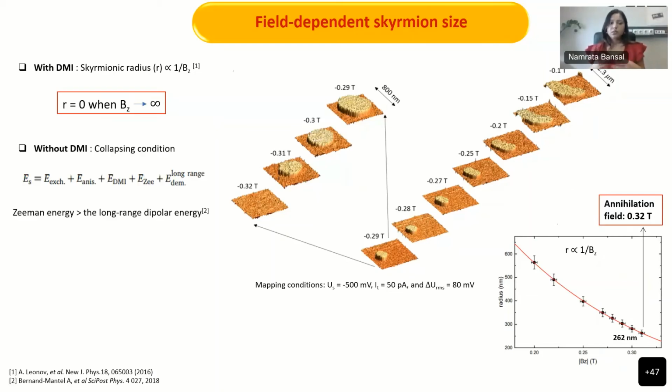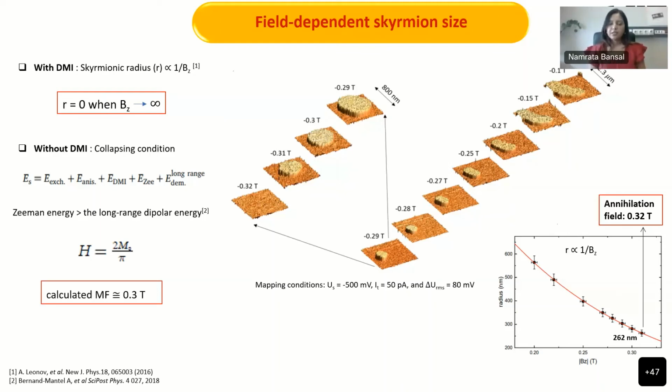Now we talk about the skyrmions without DMI. That means we are considering other interactions which are responsible for the annihilation of these skyrmions. The Zeeman energy is responsible for the instability in the skyrmions, and the dipole energy is responsible for their stability. If we apply the magnetic field, then the Zeeman energy exceeds a certain threshold value of dipole energy, which could cause the annihilation of these skyrmions.